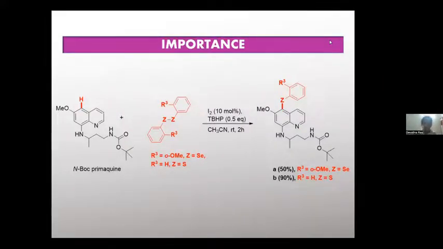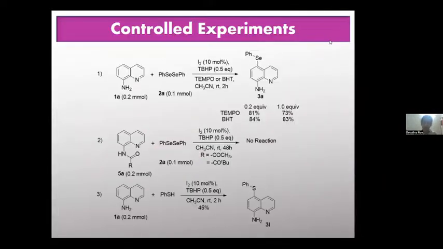Next, this methodology was implemented and the application was observed in the derivatization of N-Boc protected primaquine. As I have already shown in my first slide, primaquine is an anti-malarial, already established as a drug in market. So when we took that drug and protected the N terminal and applied our methodology, we obtained the C5 selective chalcogenated product in 50% and 90% yield with selenium and sulfur analogs. So this proved to be a nice process applicable to derivatization of drug molecules also.